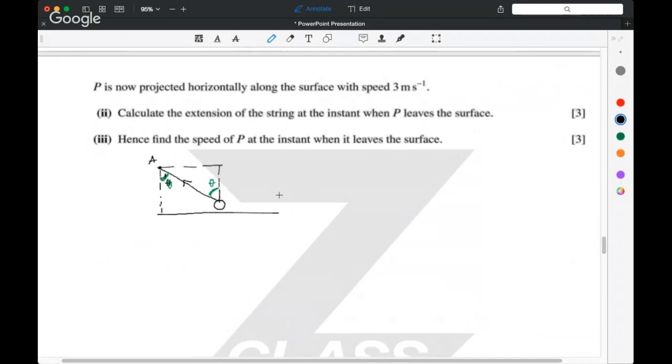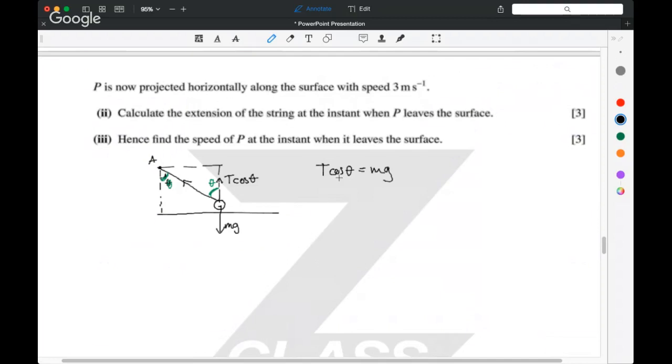A. And again, we have mg acting downwards, and counteracting mg, we're going to have T cosine theta, and we're told that P is leaving the surface at this moment. So it's no longer really exerting any force on the ground, and so there's no reaction force. So these are the only vertical forces at play. And it's just about to leave the surface. So these forces are balanced. It's not quite moving yet. So they're exactly balanced. T cosine theta is equal to mg.